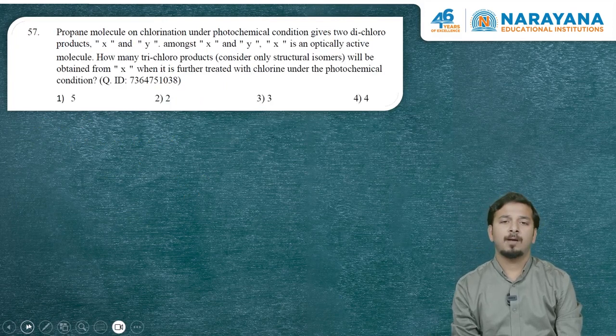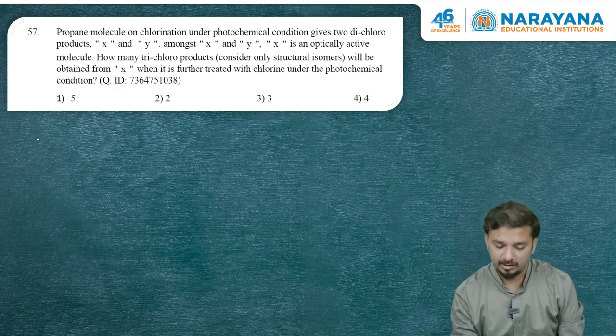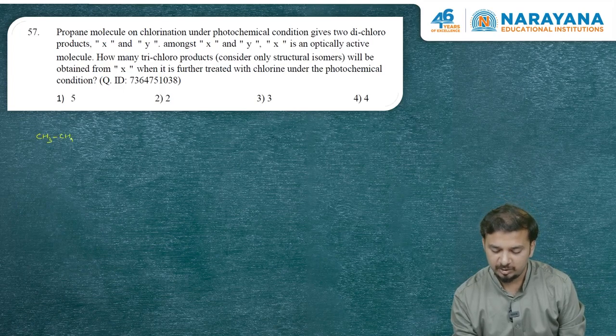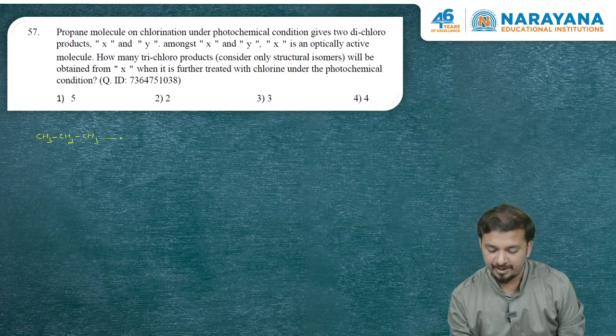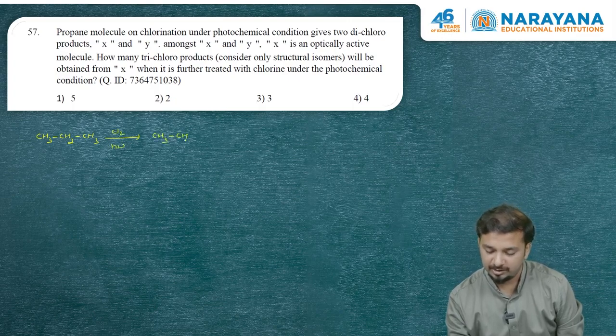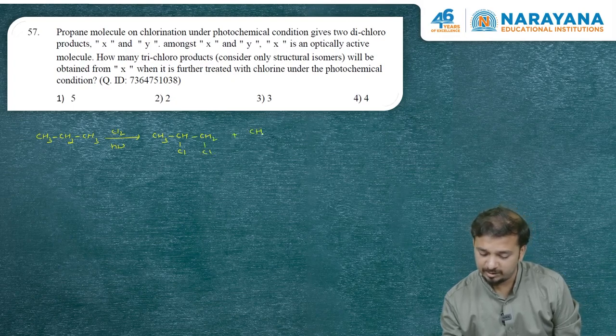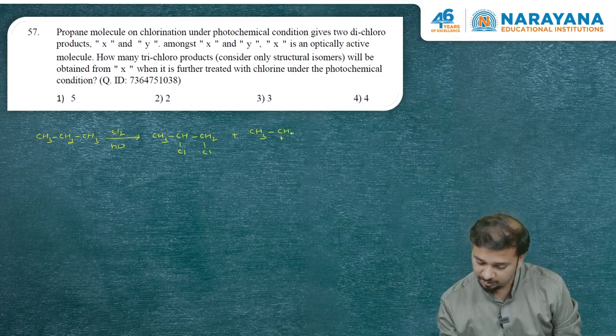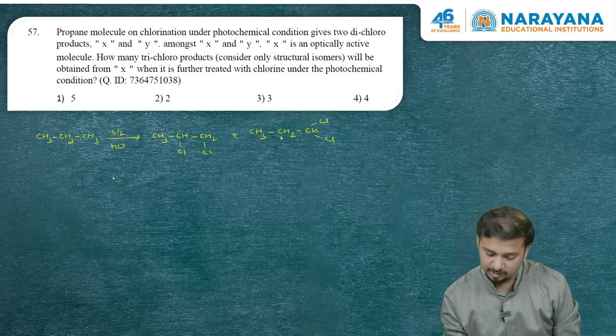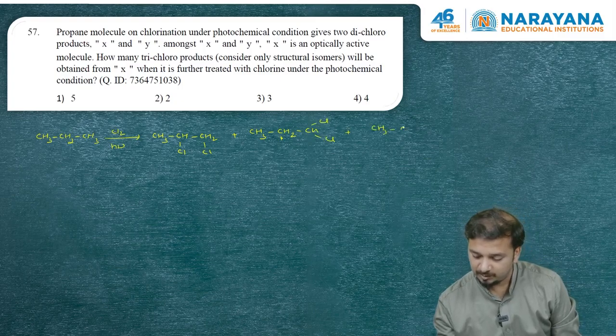Moving to next question. Propane molecule on chlorination under photochemical condition gives two dichloro products X and Y. So propane will be CH3CH2CH3. They are doing dichlorination, Cl2, h nu. So possible products are CH3CHClCH2Cl, the second possible product is CH3CH2CHCl2. These are two possible products. One more possible product is CH3CCl2CH3.